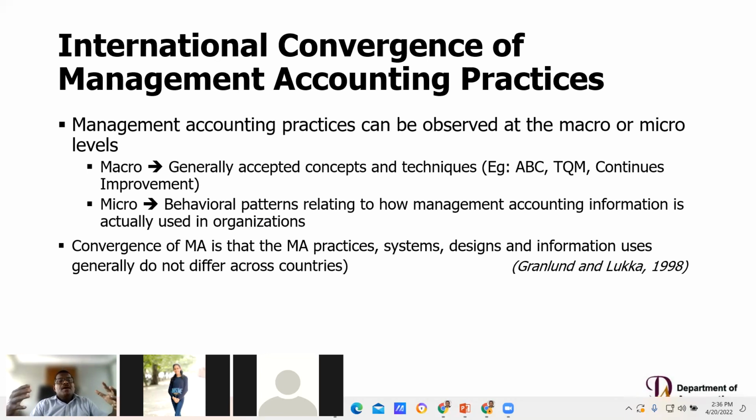So thereby, convergence, even management accounting information, if the information is available, if you are not using it, it's a disaster. Convergence of management is that the management accounting practices, designs, and information generally do not differ across countries.